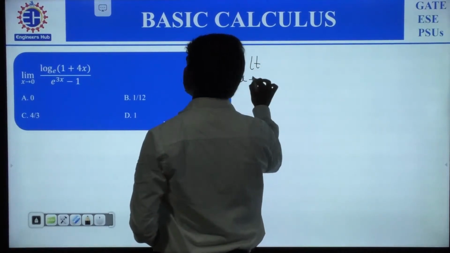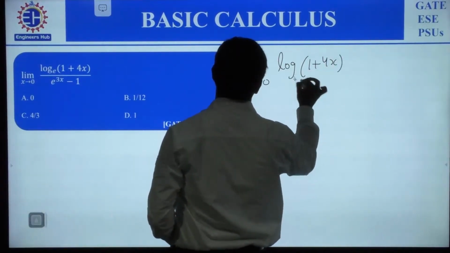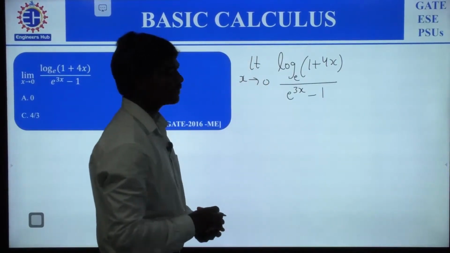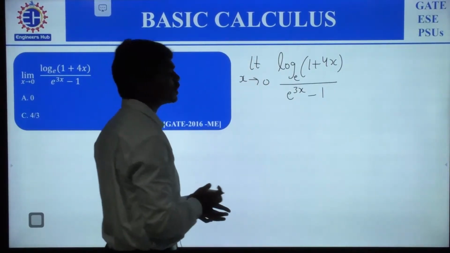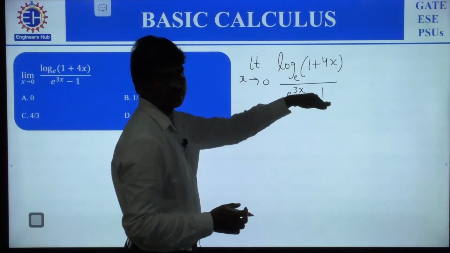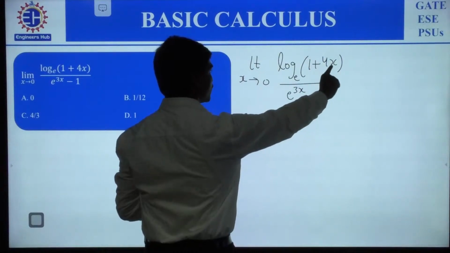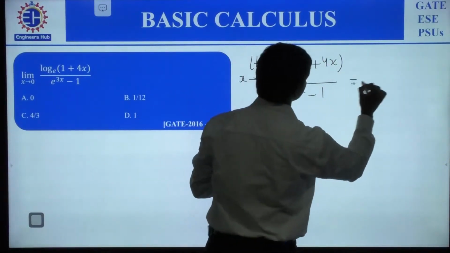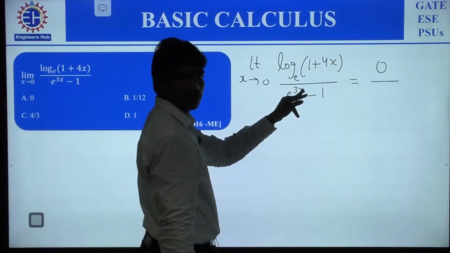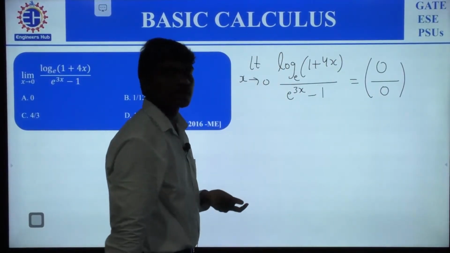limit x tends to 0, log of 1 plus 4x to the base e divided by e power 3x minus 1. This is the limit that we have. See, you are getting 4 by 3. Okay, then I might be doing wrong. See here, if I put x is equal to 0, this 4 into 0 gives me 0. So 1 plus 0 is 1. Log 1 to the base e is 0, divided by, if I put x is equal to 0, 3 into 0 is again 0 and e power 0 is 1. So 1 minus 1 will again give me 0, which means it's basically giving 0 by 0 form, which means we can apply our standard L'Hospital rule.